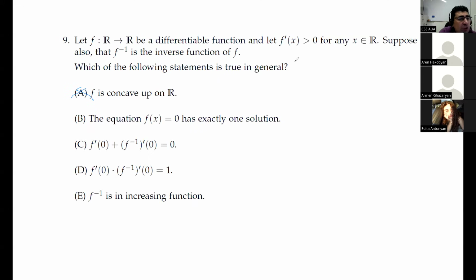Derivative f prime x equals to 0 has exactly one solution. Is this true? Can we say if we have a strictly increasing function, it has exactly one solution? Maybe it doesn't cross the x-axis. If it is increasing, we can say at most, maximum, we have one solution. Maybe no solution to this equation.